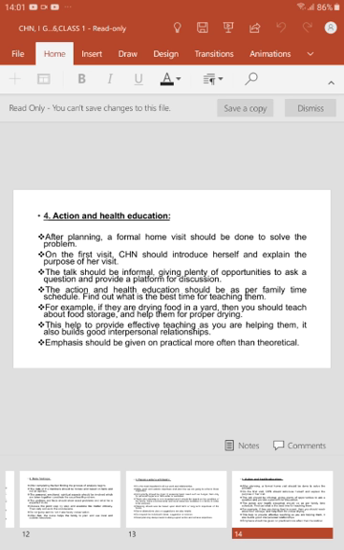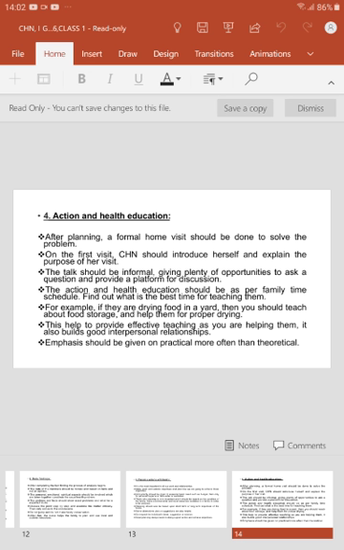Okay, next one, action and health education. After planning, a formal home visit should be done to solve the problem. And on the first visit, the community health nurse should introduce herself and explain the purpose of her visit. Okay, so that's the action-wise, which I have told you in the principle section.